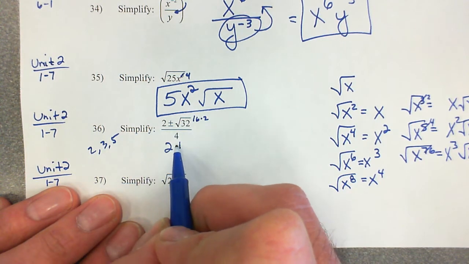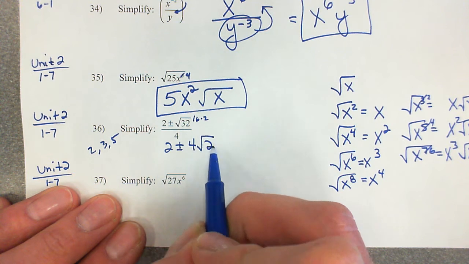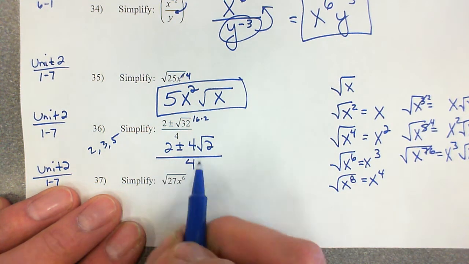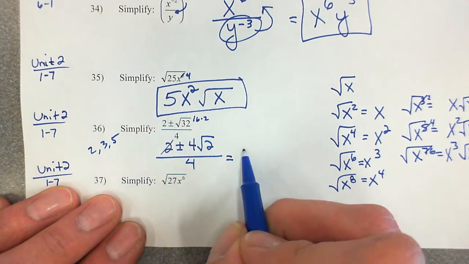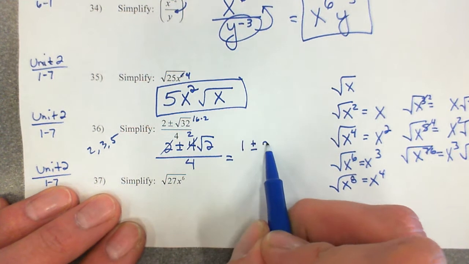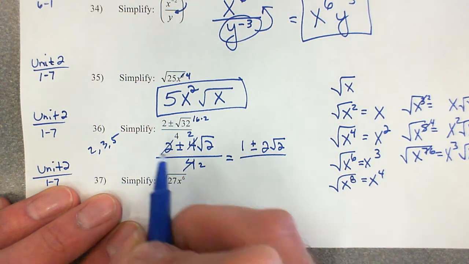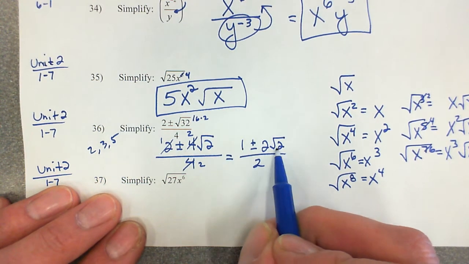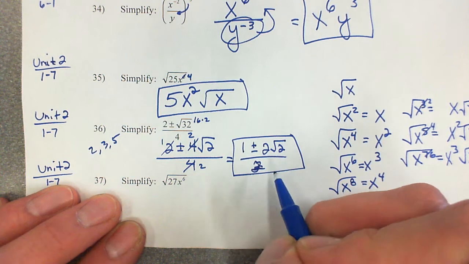So this is going to be 2 plus or minus, square root of 16 is 4, square root of 2 over 4. But now all 3 of these have common factors of 2, so we can reduce that down. This is going to turn into a 1, plus or minus, this is going to turn into a 2, so this is 2 square root of 2, over, this is going to turn into a 2. So this is 1 plus or minus 2 square root of 2 over 2 as your final answer.